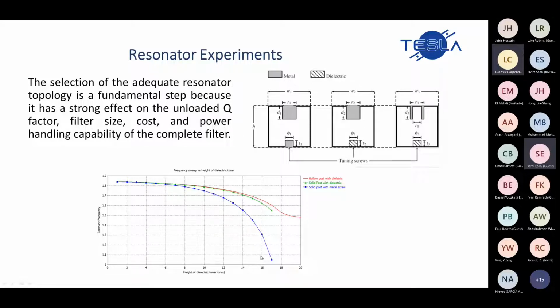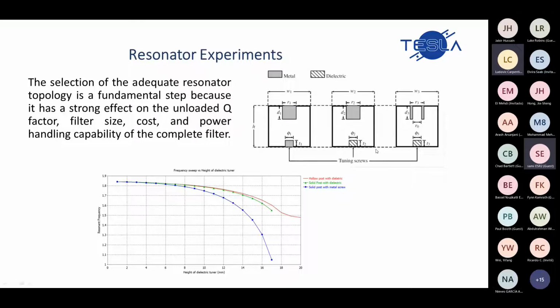But one thing we observed is that this behavior is highly nonlinear, and as we move it further, it's quite steep, so it's very hard to handle with low cost motors. And second, if it's very nonlinear, then it's very hard to predict the height of the metallic screw in order to tune something remotely. So in order to deal with these issues, we moved to some steps. We replaced the metallic screw with a dielectric one, and we saw some improvement in the nonlinearity of the sweeping range of the frequency.